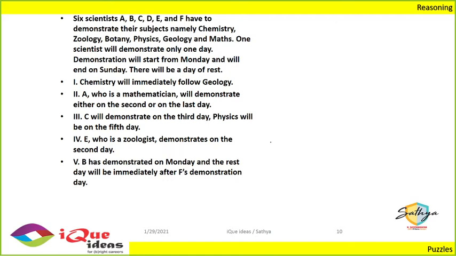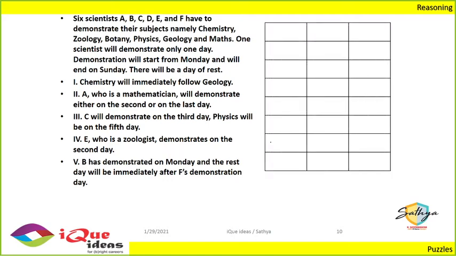So 6 scientists have to demonstrate their subjects. That means basically I have to make a schedule, and demonstration starts from Monday and ends on Sunday. So I mean to start on Monday, Tuesday, Wednesday, Thursday, Friday, Saturday and Sunday. 6 days of the week, 7 days of the week, right? This is how, because they are fixed, they are not going to change their order. So I will first put down days of the week.